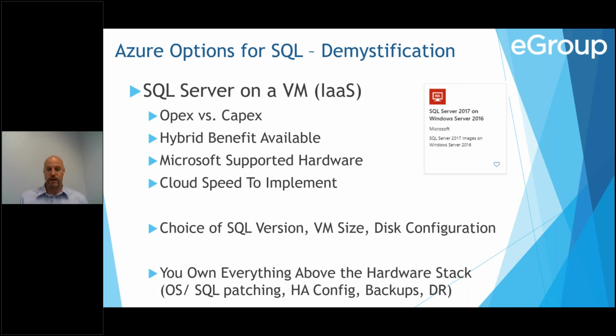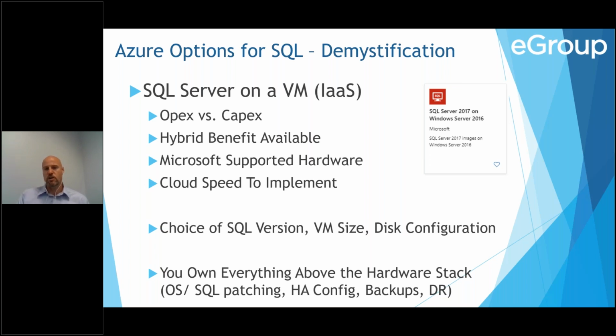The flip side to that is you own everything above the hardware stack. So you're in charge of OS and SQL patching. If you wanted to do HA, high availability, you need to do that. You need to be aware of your backups and your DR plan. So again, if you want that infinite scale and that speed, this is a great solution. If you don't want to do any refactoring of your code, you literally could spin up the exact same implementation you have today and move that stuff over. But you don't get much else.